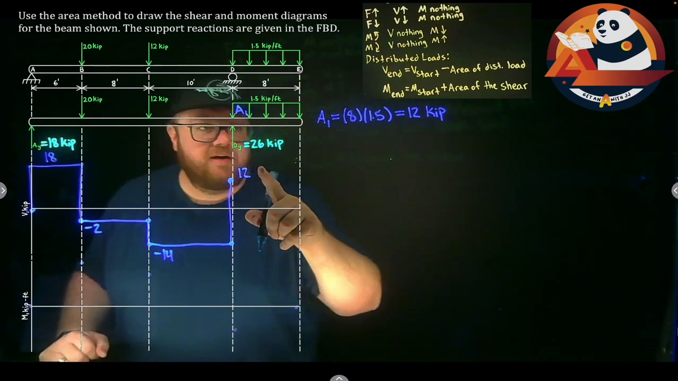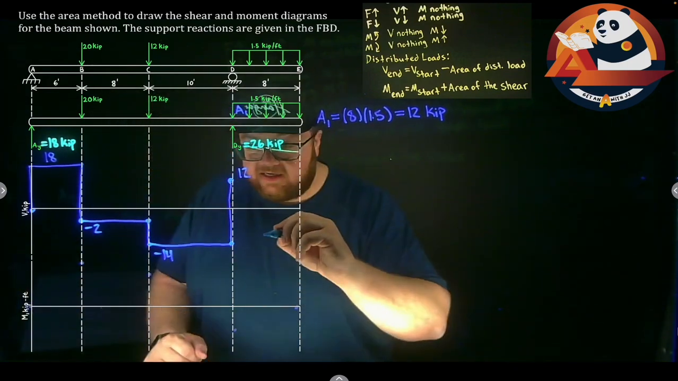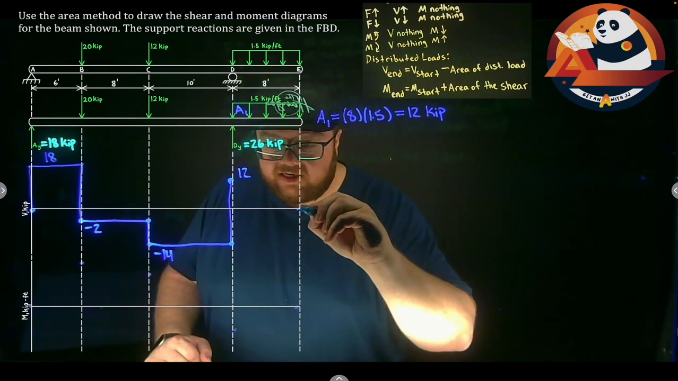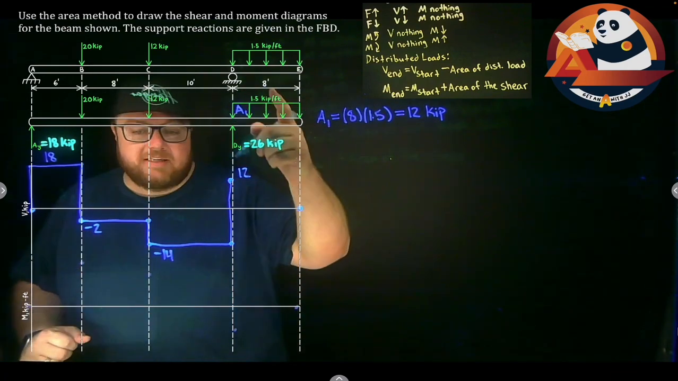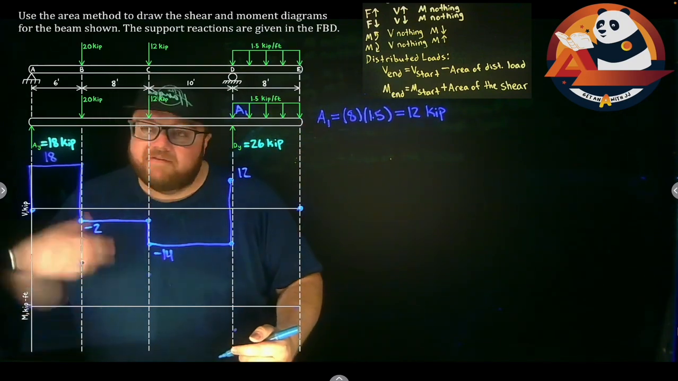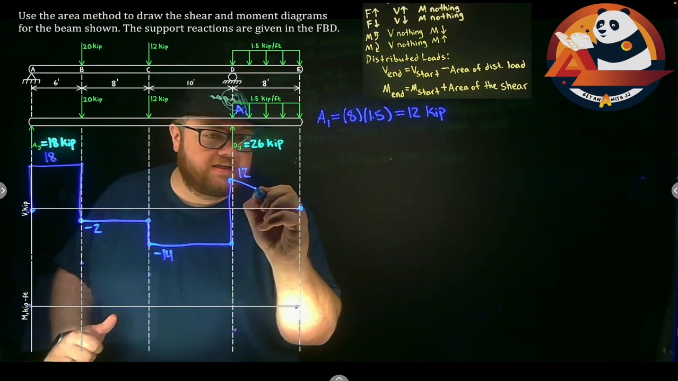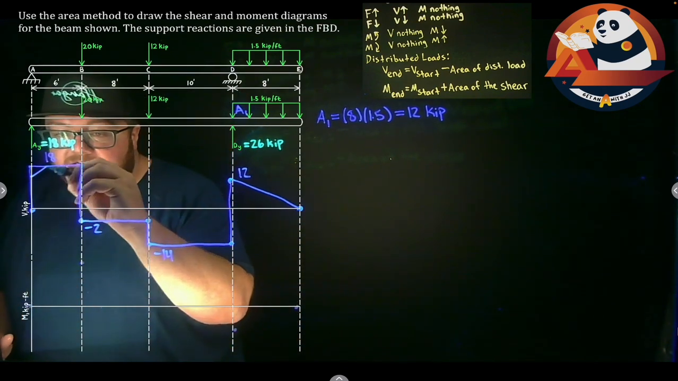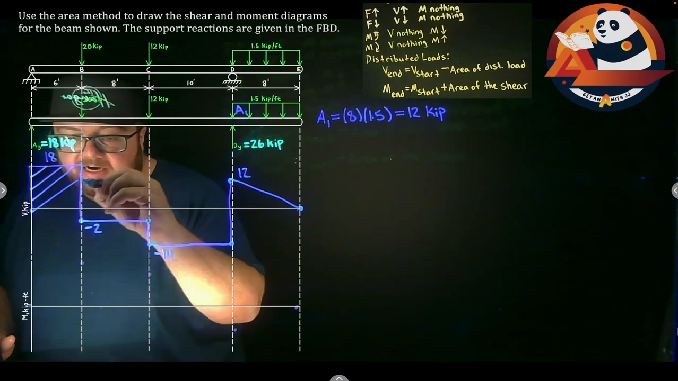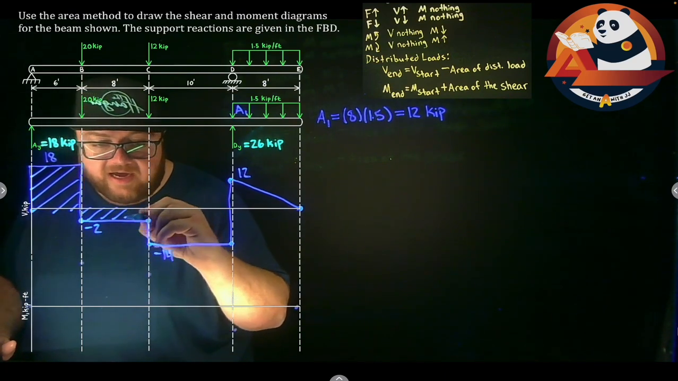We'll take 12 minus the area of our distributed load. 12 minus 12 gets us back down to 0. I had a constant, a rectangular distributed load. If I integrate a constant, I'm going to get a linear function. So I just linearly decrease from 12 back to 0. And that's my entire shear diagram. Way quicker than trying to come up with 4 equations, one for every single interval that we have in here.